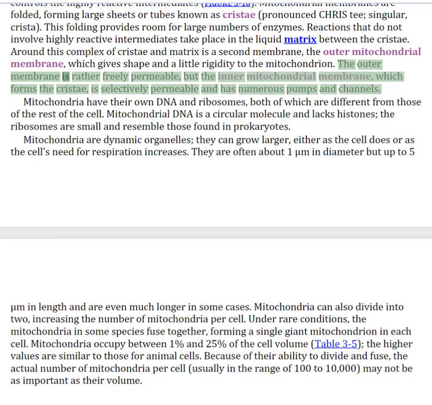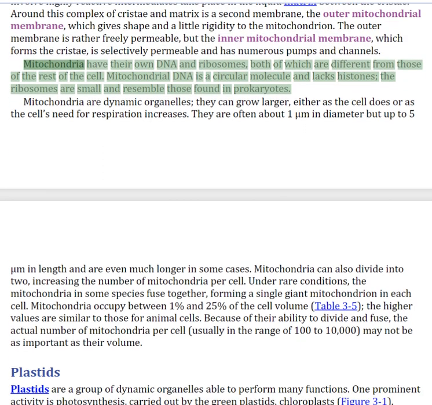The outer membrane is rather freely permeable, but the inner mitochondrial membrane, which forms the cristae, is selectively permeable and has numerous pumps and channels. Mitochondria have their own DNA and ribosomes, both of which are different from those of the rest of the cell. Mitochondrial DNA is a circular molecule and lacks histones. The ribosomes are small and resemble those found in prokaryotes.